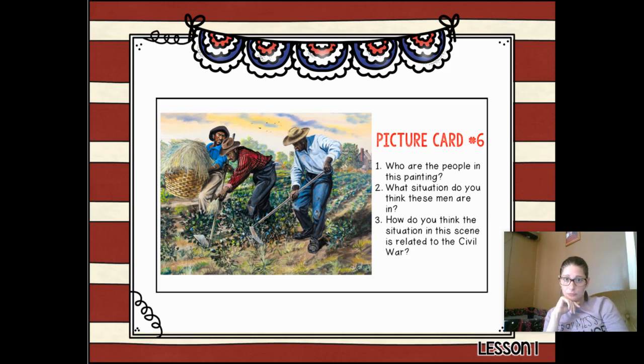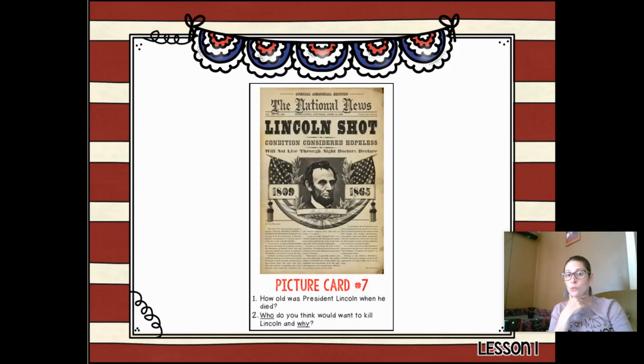It says, how do you think the situation in a scene is related to the Civil War? Well, slavery was a big point of conflict between the North and the South. So the South was all for having slaves because they needed them to help work the fields. But the North said, you can't own people. I don't care what their skin color is. You cannot own another person. So it definitely led to a lot of tensions in the Civil War.